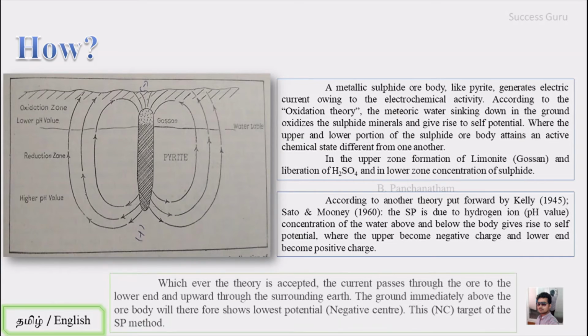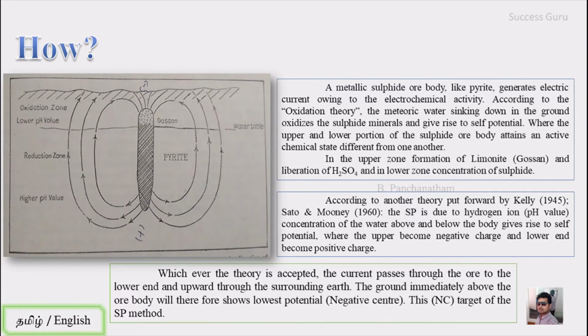Whatever theory is accepted is not of our main interest. The current passes down through the ore body and comes to the top by the surrounding ground. So the ground immediately above the ore body will show the lowest potential, which is also known as the negative center, and this negative center is the target of our SP method. This is what we are looking for, the negative center in the area where we are working. So this is the reason for this SP effect.